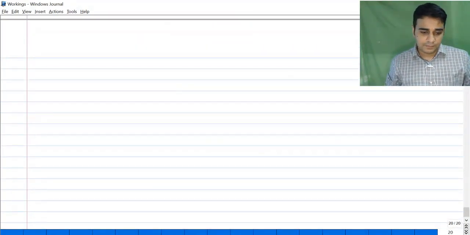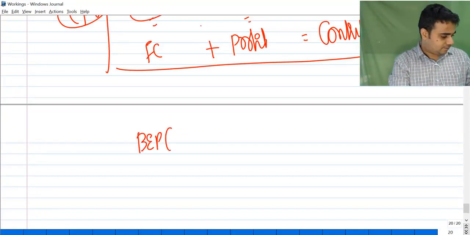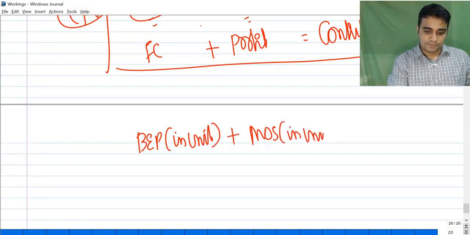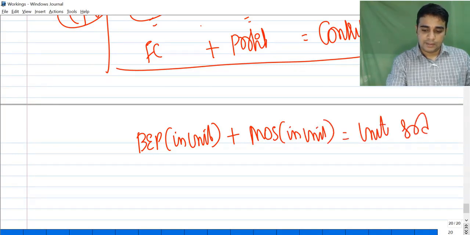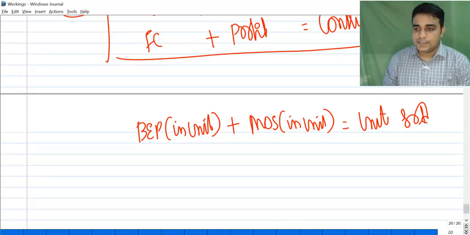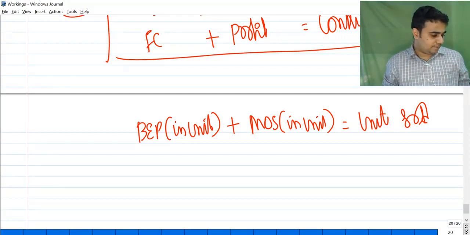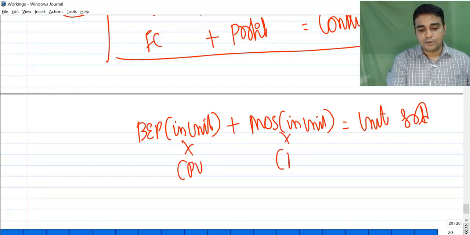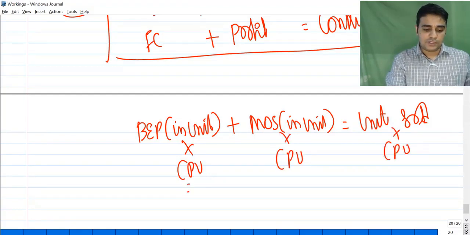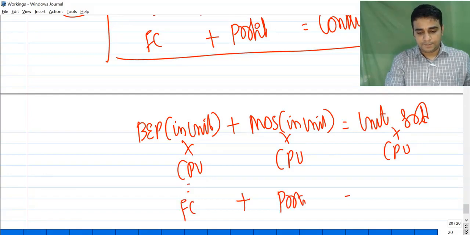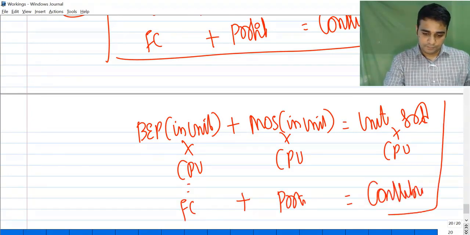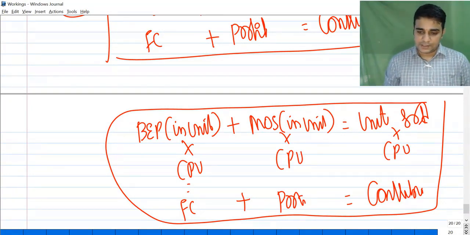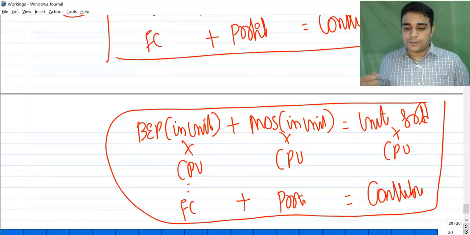Any doubts on this? Same thing you write again. BEP in units plus MOS in units is equal to units sold, into contribution per unit, equal to same thing: fixed cost into contribution per unit, profit into contribution per unit, contribution.